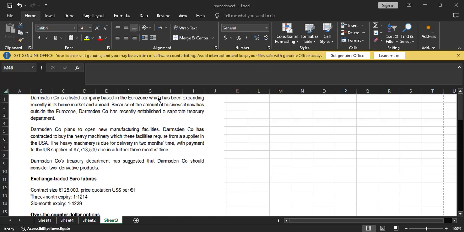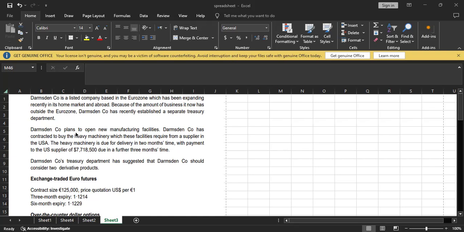Now see, D company is a listed company based in the eurozone which has been expanding recently in its home market and abroad. Because of the amount of business it now has outside the Eurozone, the D company has recently established a separate treasury department. So from the first paragraph, you must be having a know-how that the D company home currency will be the euro and the other currency will be its foreign currency.